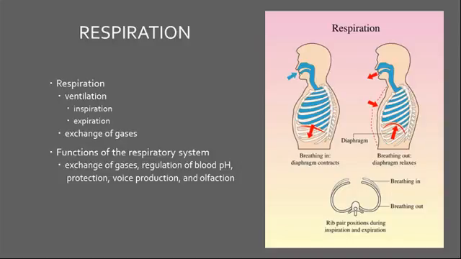There are several functions to our respiratory system, the first of which is the exchange of gases. All the body cells need oxygen, and they also produce carbon dioxide. The respiratory system allows oxygen from the air to enter the blood and carbon dioxide to leave the blood and enter the air. Another function of the respiratory system is the regulation of blood pH. The regulation occurs by changing blood carbon dioxide levels.